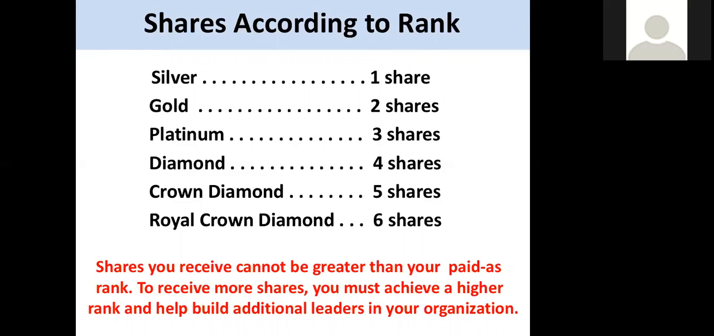And then as a gold, you receive 2 shares. And for any gold or higher ranked member under you, you would receive 2 shares for each of them. But if you have silvers under you, which oftentimes is what happens when you're first starting to build an organization, you may rank advance to gold, but most of the leaders under you are silver. You're only going to receive 1 share for each of those silver members until they rank advance to gold, at which point you would then start receiving 2 shares for each of them.